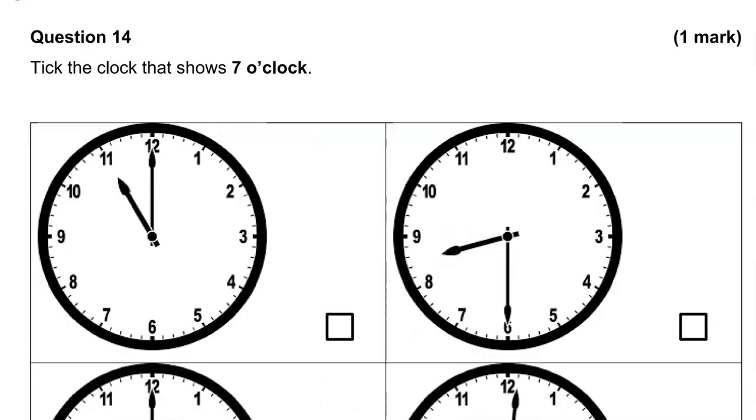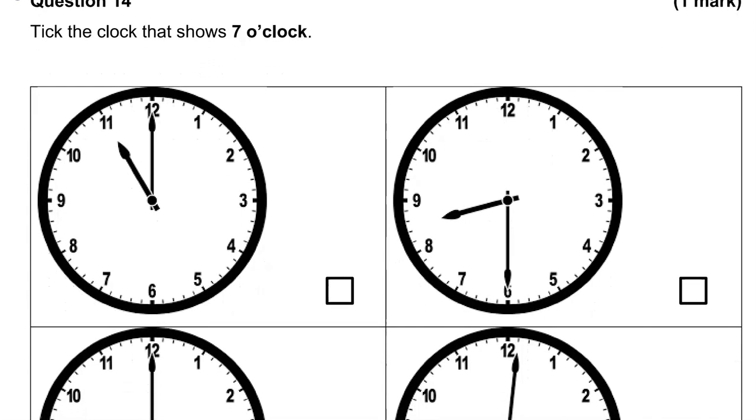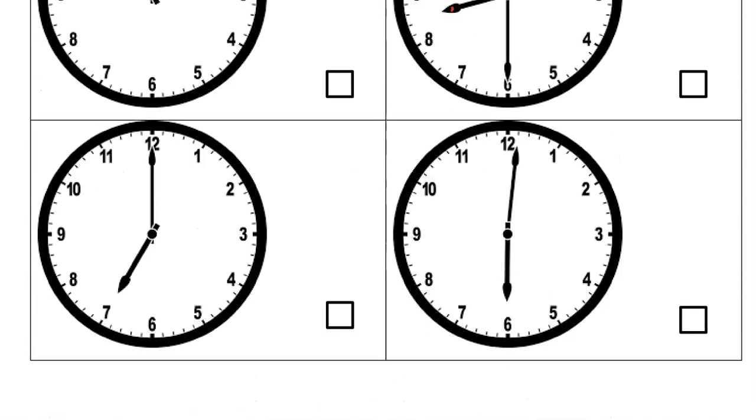Tick the clock that shows 7 o'clock. So we're looking for the short hand to be pointing at 7 and the long hand at 12. So looking at this, long hand is at 12, but the short hand is at 11. So that's 11 o'clock. Looking at the next one, we've got the short hand after 8. So that is not 7 o'clock.